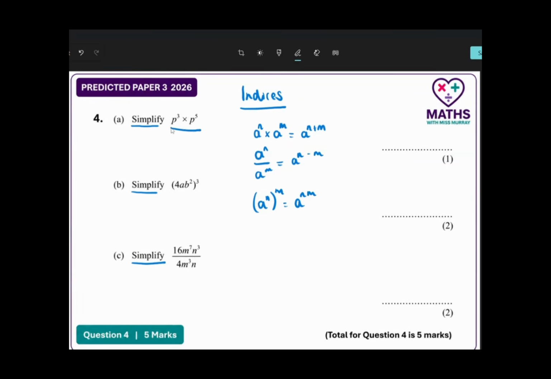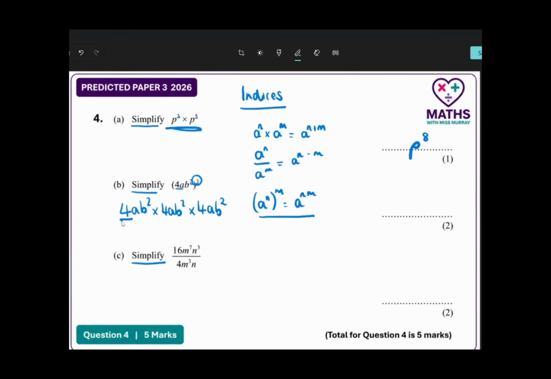So first one, nice and easy. I've got to simplify p cubed times p5. Well, they're the same letter, so I can just add 3 and 5 together, and I get p to the power of 8. Next one, I have got a bracket. Now, this rule here is going to apply. So I can times the powers here for b. However, if you just do that, people often forget about 4a and leave those as they are, and that would not be correct. So if I've got something cubed, it's going to be 4ab squared times 4ab squared times 4ab squared. Cubed means times by itself 3 times.